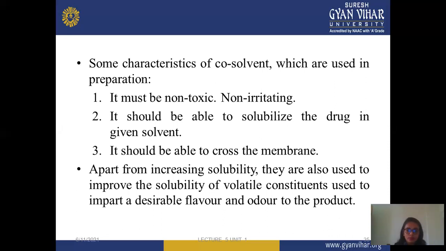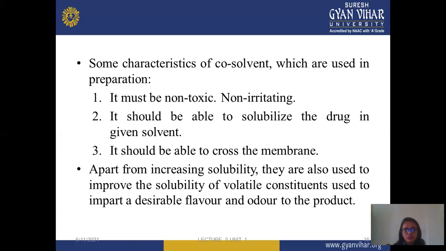If drugs do not cross the membrane, they stay in your blood or maybe in a particular site, and do not reach the required site and do not show the desired therapeutic effect. So your drug should cross the membrane with the help of the co-solvent, or when you use the co-solvent, it does not affect the property and it easily crosses the membrane.